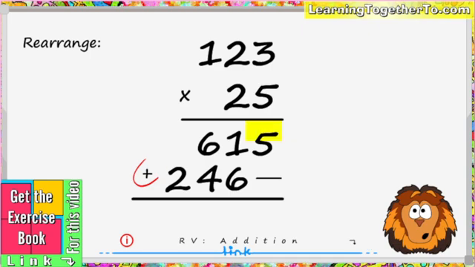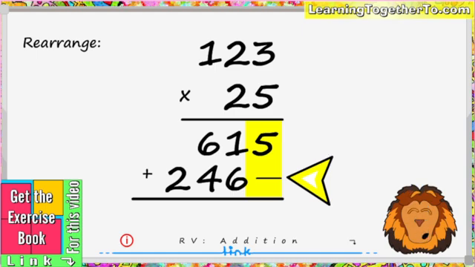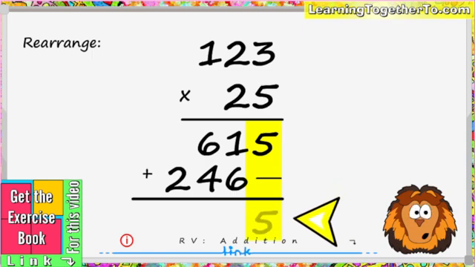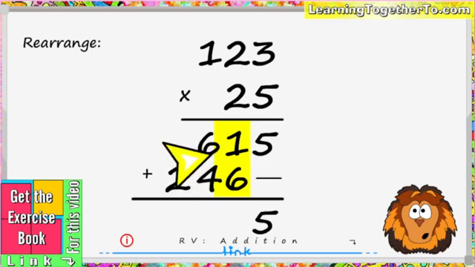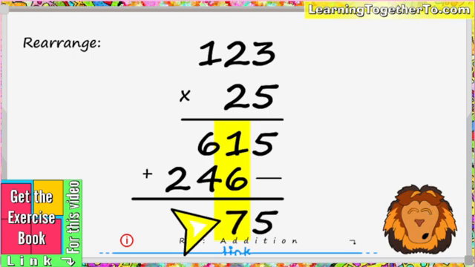Eric, the dash is like a 0. So 5 plus 0 is equal to 5. Nicely done, Eric. We write our result below the line under the numbers we just added. Let's keep going. 1 plus 6 is equal to 7. Very good, Eric. We write our result below the line, below the numbers we just added.